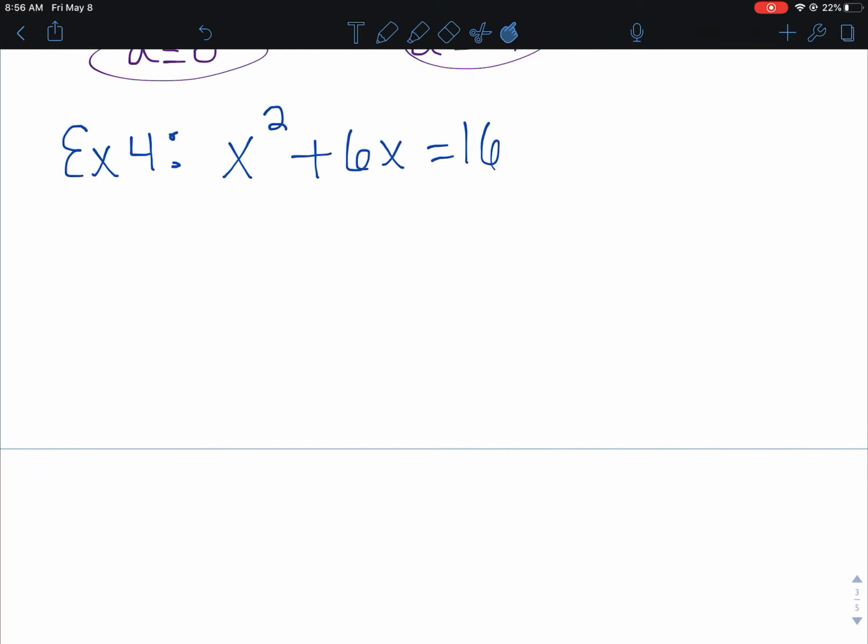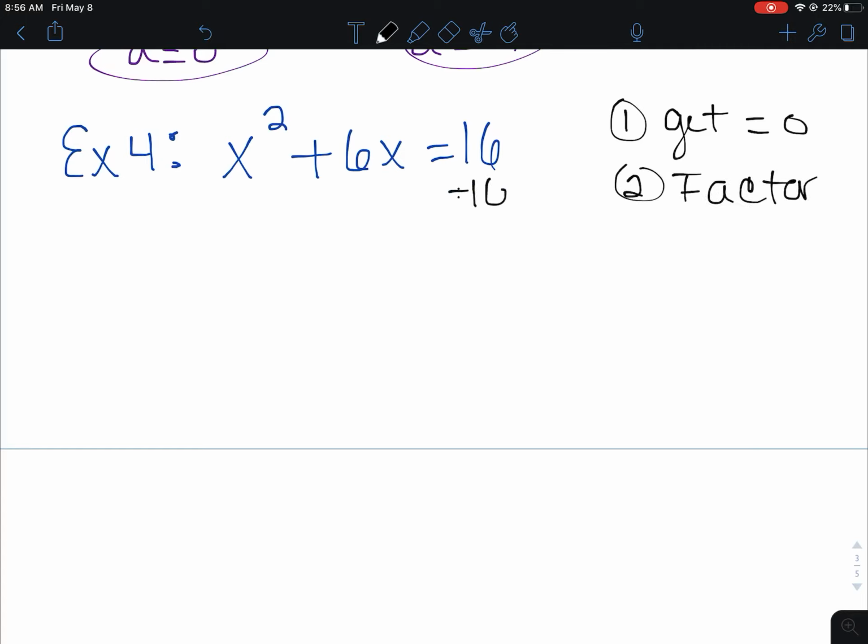All right, let's think about one that's a different type of factoring. So x squared plus 6x equals 16. Steps are still the same. Get it equal to 0, and then factor. Again, I'm going to move the 16 to the side where the power is highest, and we can't combine 16 with x squared or 16x, so it has to stay solo.